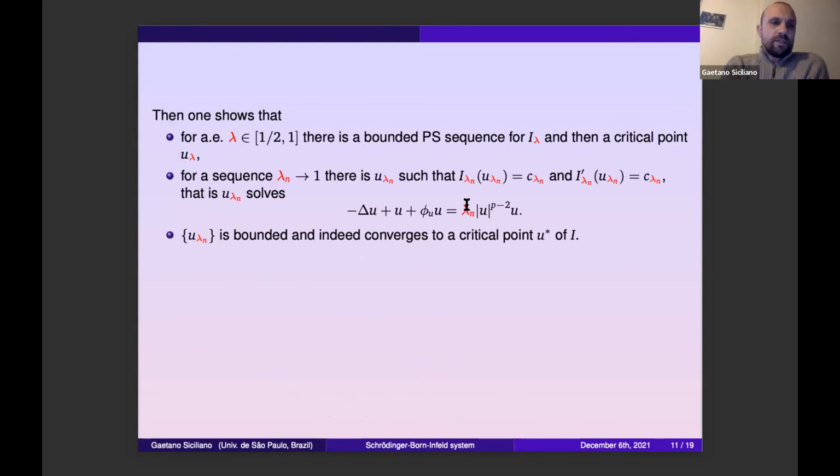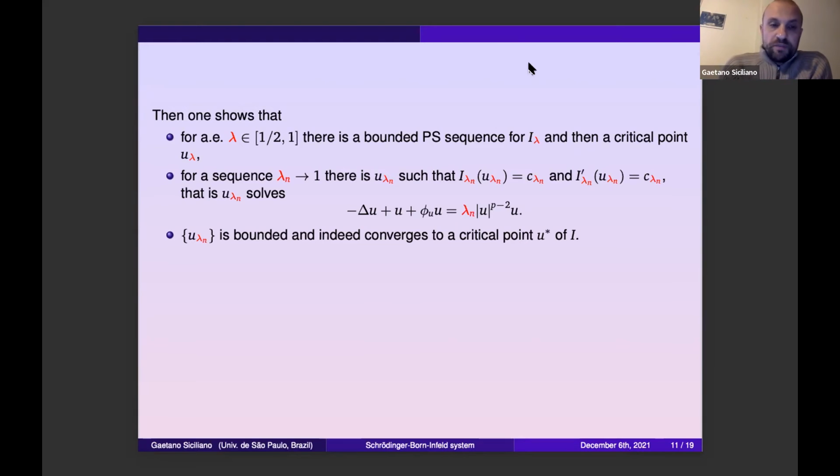Because now for almost every lambda, we have Palais-Smale sequences which are bounded, so we have solutions u lambda. You take lambda which tends to 1, so we have solutions u lambda n for the problem with the parameter in the right-hand side, which is lambda n. And actually these solutions u lambda n are a bounded sequence which converges to a critical point of the original functional, our functional.